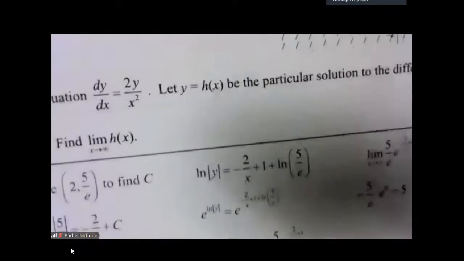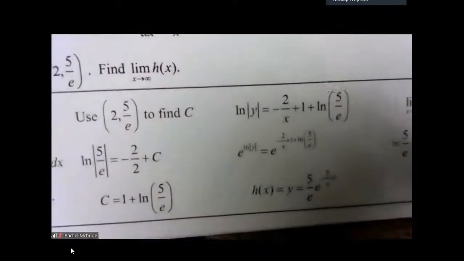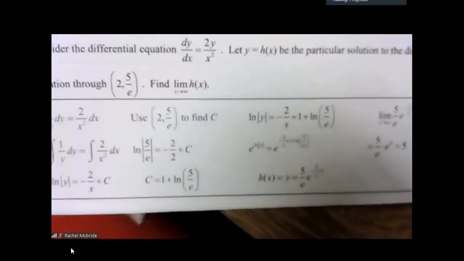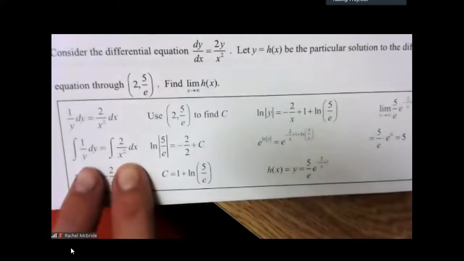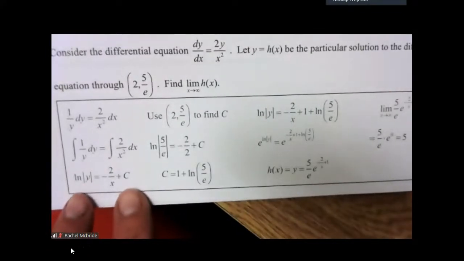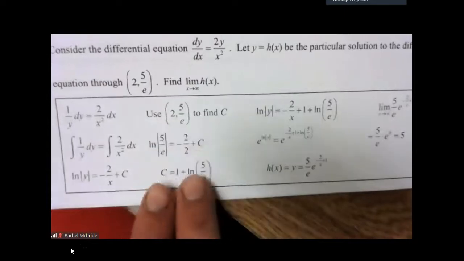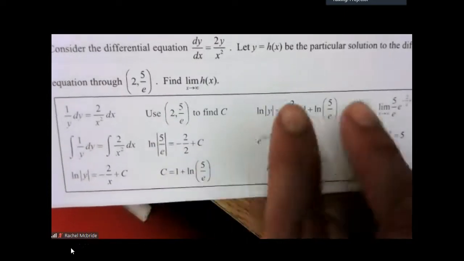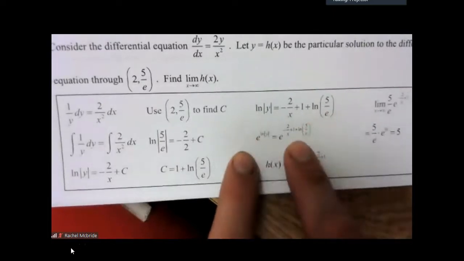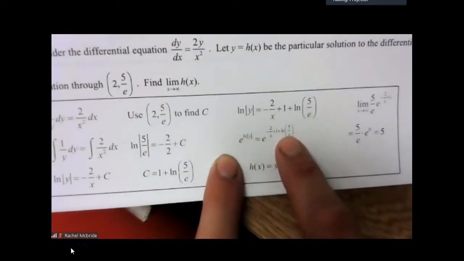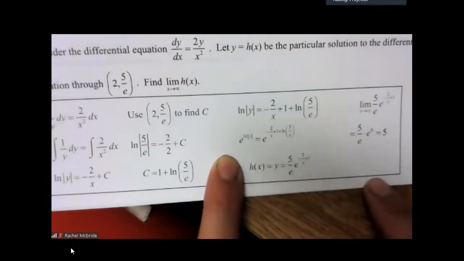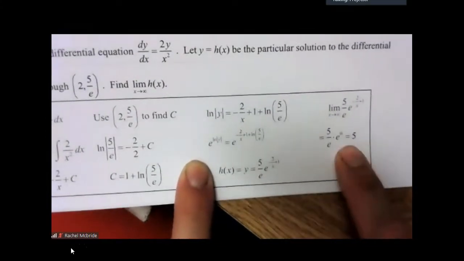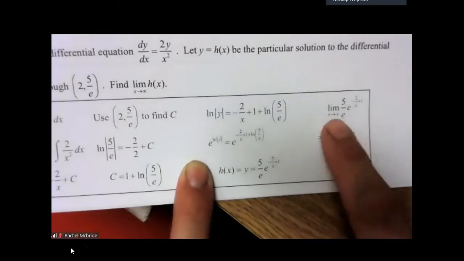Letter C was exactly kind of like number 32 from your homework. So you had to take your antiderivatives, get your natural logs with your C's, use the initial condition, find your C, plug your C back in, e both sides, take into account that e to the ln 5 over e becomes your C up in front because the e's and the ln's cancel. And then use that to find the limit as it goes to infinity.